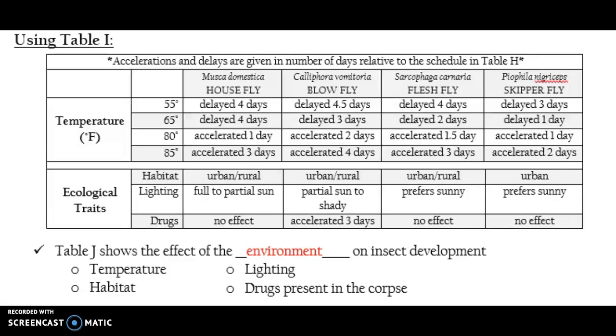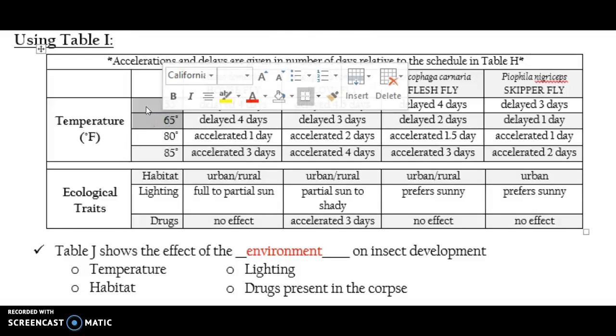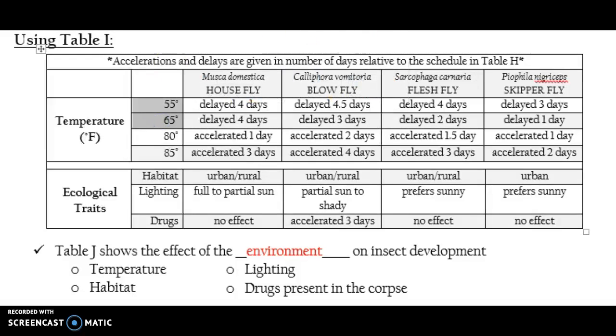So in our reference table, table I, it tells you all about the different temperatures. Room temperature is considered to be 72 degrees. If we look at the two temperatures here, 55 and 65, those are colder than room temperature, and all of those are going to delay the development of the insect. The warmer temperatures, warmer than 72, 80 and 85, are going to accelerate the development of those insects. If it's delayed, we'll subtract time, I'm sorry, add time, and if it's accelerated, we will subtract time.